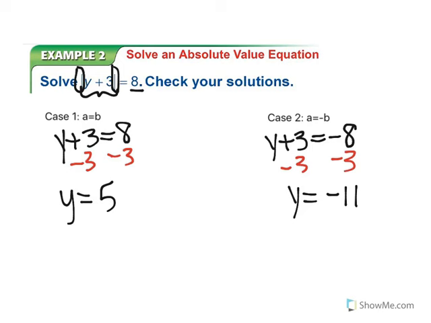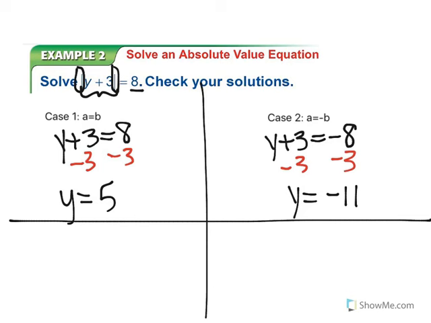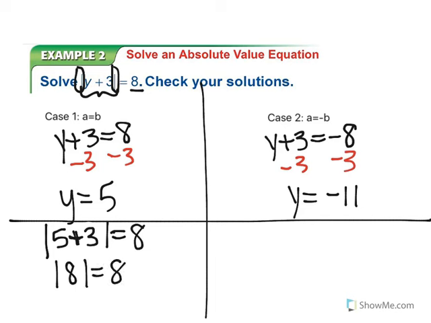Now, the next thing you need to do is plug these back in and make sure they're not extraneous solutions. Okay, so if I take the absolute value of 5 plus 3, we want to make sure it actually equals 8. So 5 plus 3 is 8, and we get the absolute value of 8, which is 8. So 8 is equal to 8, so this for sure is one of our solutions.